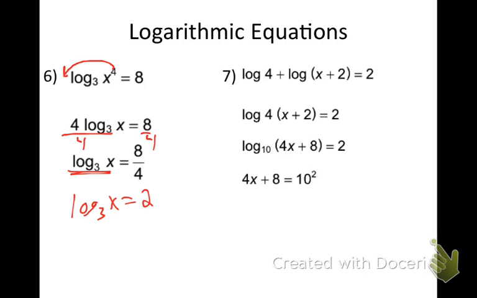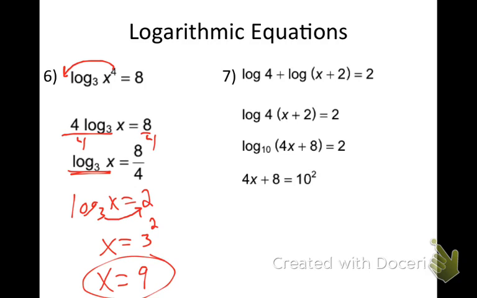Okay. Now, what am I going to do with that 3? I'm going to sweep it across, giving me x equals 3 squared. 3 squared comes out to be 9. X equals 9. Nice job.